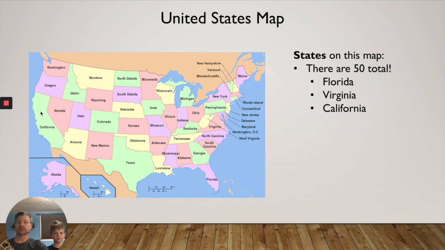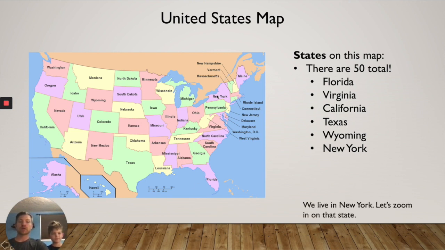California, over here. Texas, big one down here. Wyoming, kind of in the Rocky Mountains. Not a lot of people there, but still a big state. And New York, look at that. Us. Sound familiar? Yeah, remember? We talked about Governor Cuomo being the governor of New York. So he's the governor of, where'd my mouse go? Of just this area right here. All right, so we live in New York. Now let's zoom in on just that state.